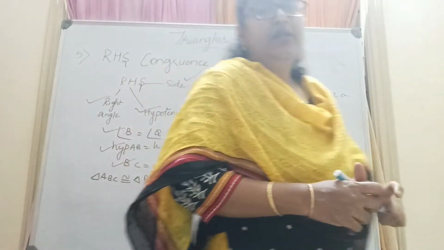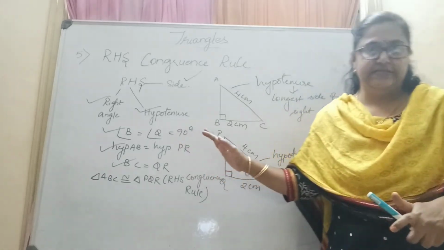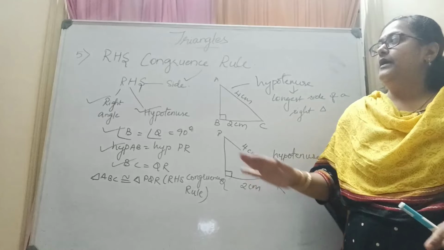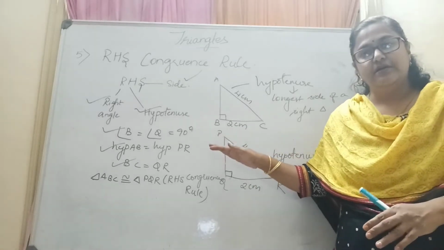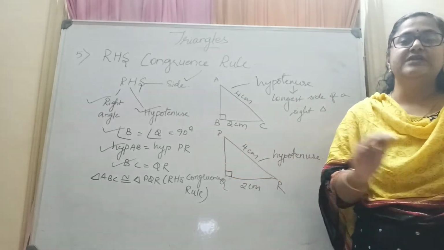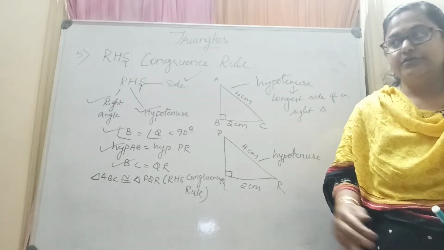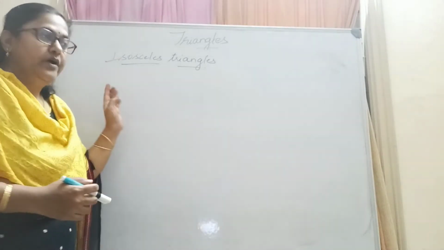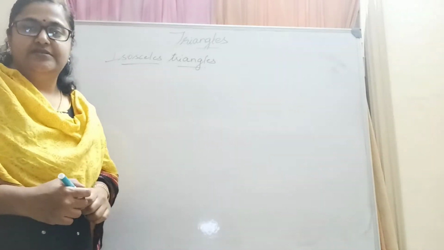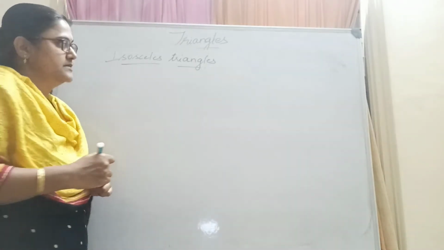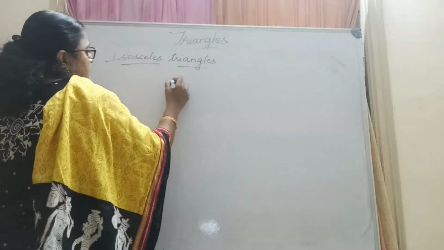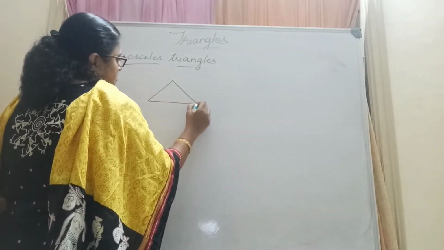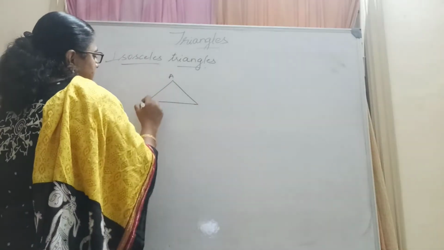Now we have learned all the 5 rules of congruence. Based on this, you will be solving your exercise problems. And in the beginning of the session, I had told you that you will learn some more properties of triangles. So we will move on to that. One main property that you are going to learn about triangles is isosceles triangles. What are isosceles triangles? An isosceles triangle is a triangle in which any two of its sides are equal.